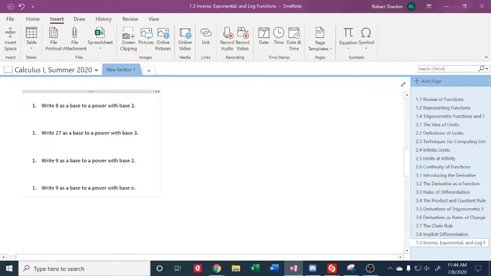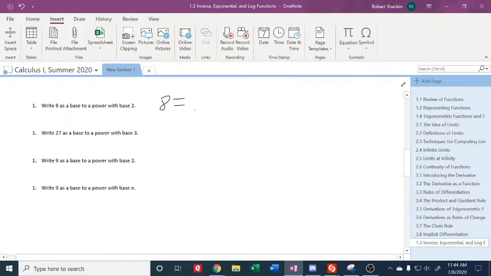Alright, go ahead and write 8 as a base to a power with base 2. Let me give you a quick 30 seconds for that. Rewriting 8 as a base to a power with base 2.